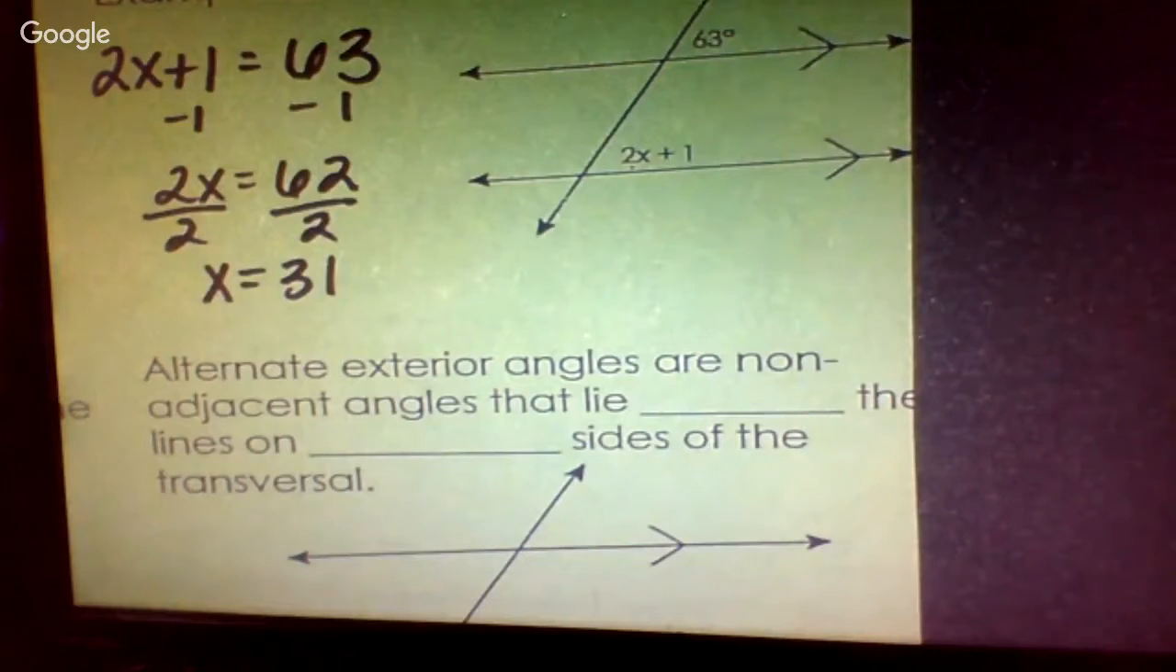Okay, so that's how you set up and solve with corresponding angles. Again, we're just going to do the basics today. So you're going to have to look at a picture, tell me what kind of angles they are, and then figure out how to set up the equation and solve.